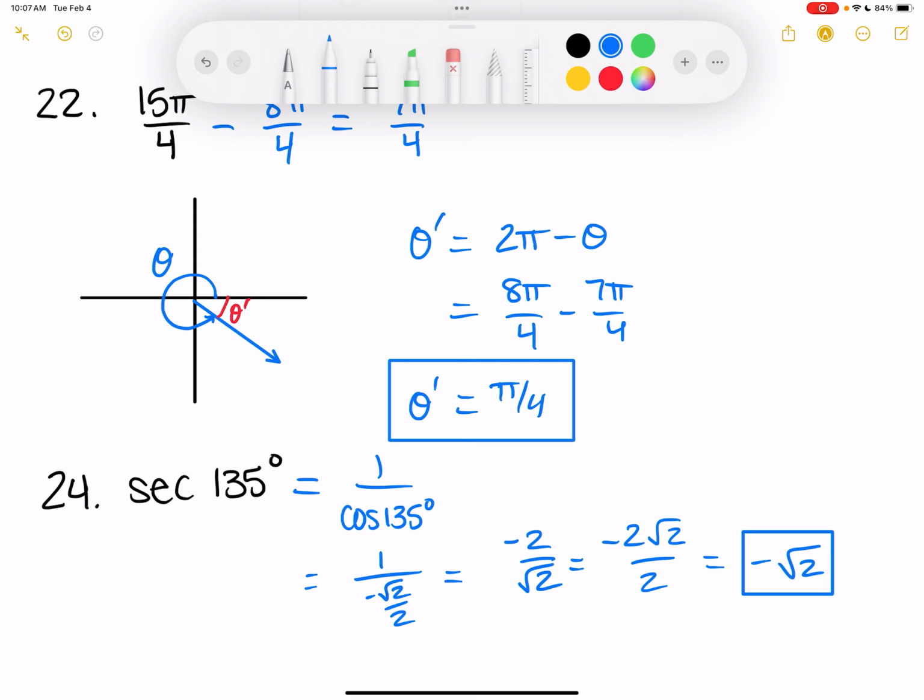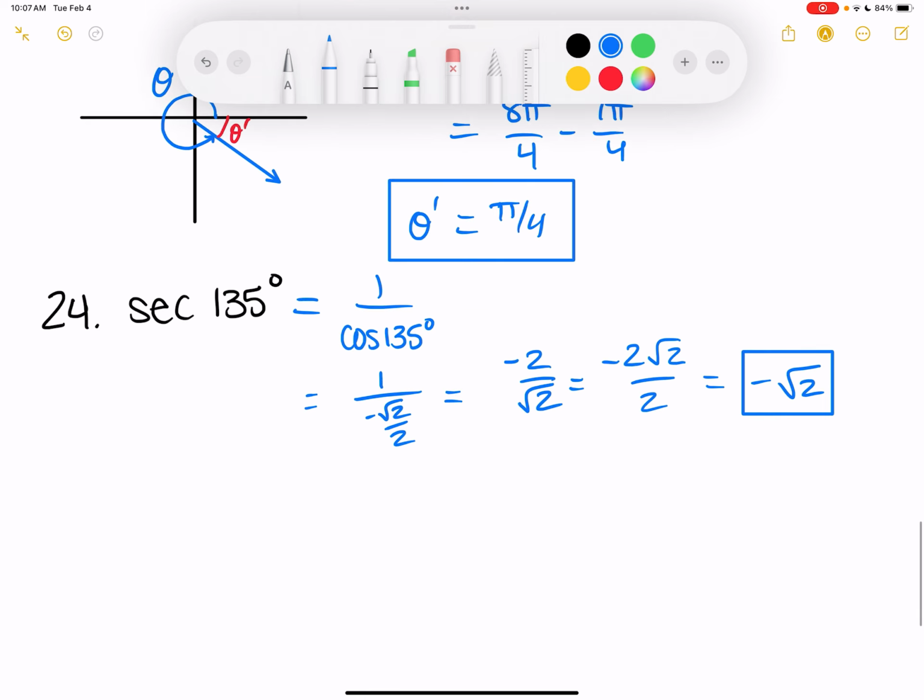How did you go from that to negative 2 over square root of 2? Keep, change, flip. Because dividing by a fraction is multiplying by the reciprocal. That's how you divide fractions, how you've always divided fractions. I haven't divided fractions in a year and I don't know what I'm doing.